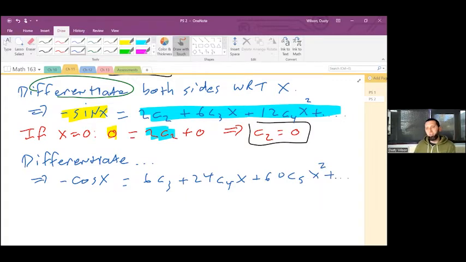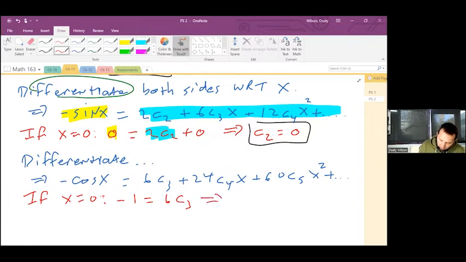You may say, where's the 60 come from? You can add some extra terms and see that for yourself. You see the pattern. So our pattern says we then let x equal 0. Then that's going to tell us that the cosine of 0 is 1. So negative cosine 0 would be negative 1 equal to 6 c3, which tells us that c3 equals 1 over 6.